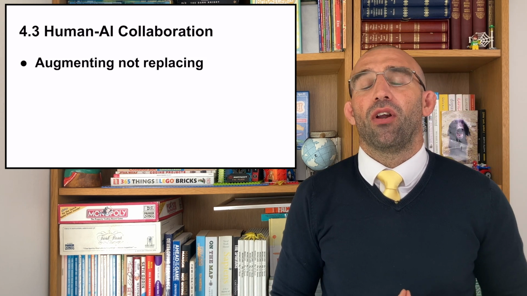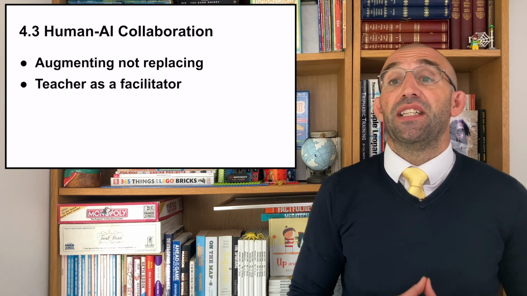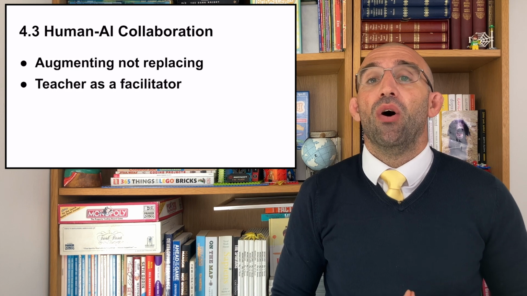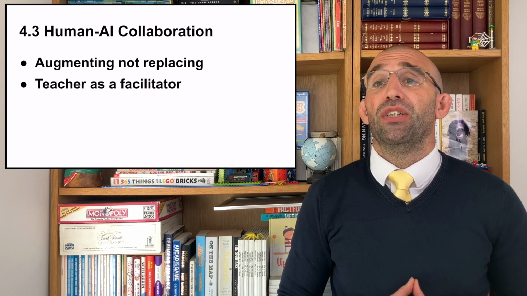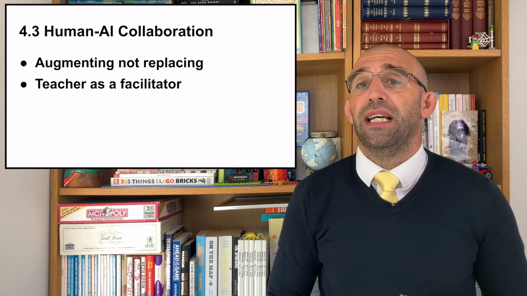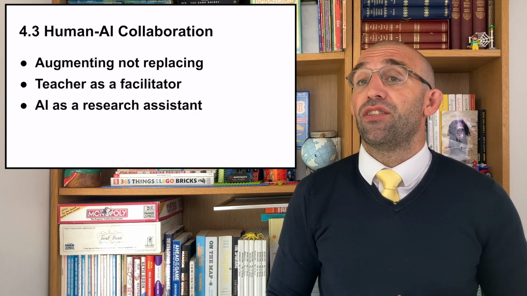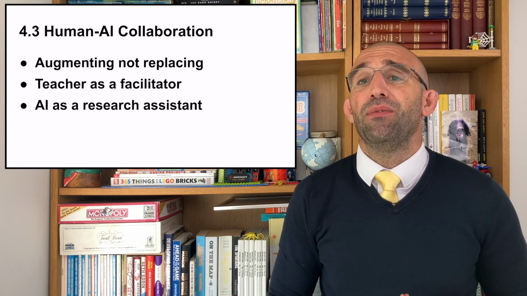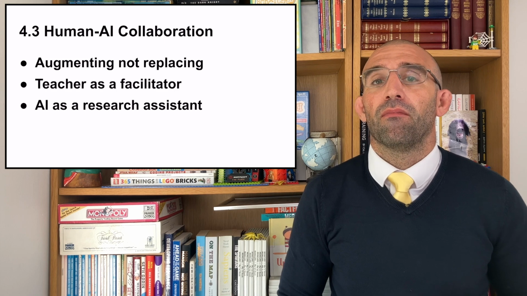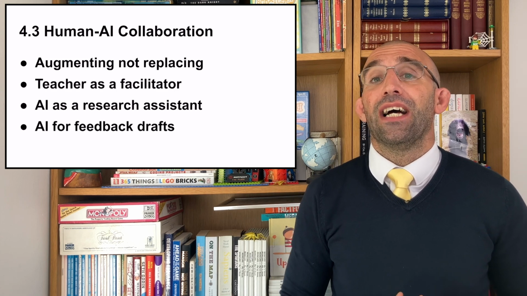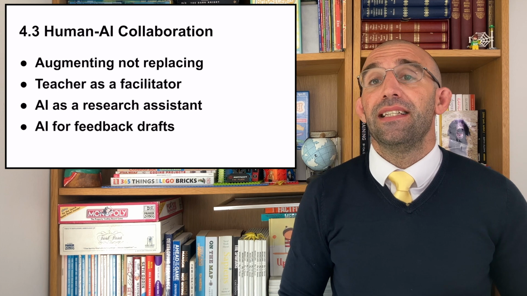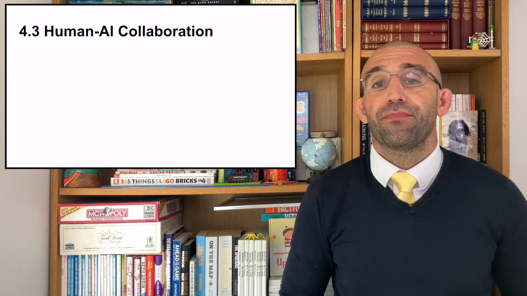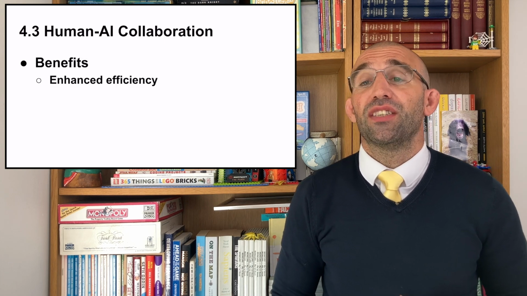Examples of this type of collaboration include using teachers as facilitators. An AI-powered adaptive platform manages differentiated content while the teacher moves around the classroom, providing human support and addressing emotional needs. Also, AI as a research assistant: AI summarises research articles for a teacher who then uses that distilled information to inform their lesson planning. AI for feedback drafts: an AI provides initial feedback on student essays, and then the teacher reviews, refines, and adds nuance and empathetic comments.